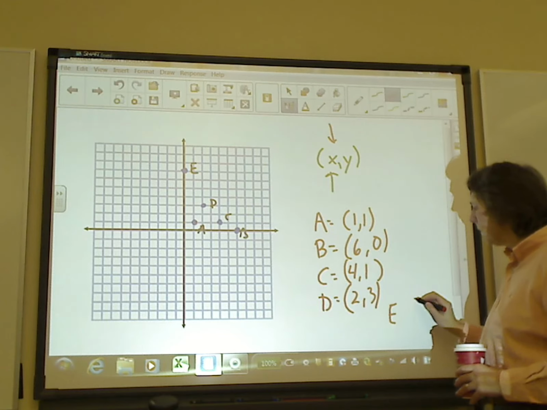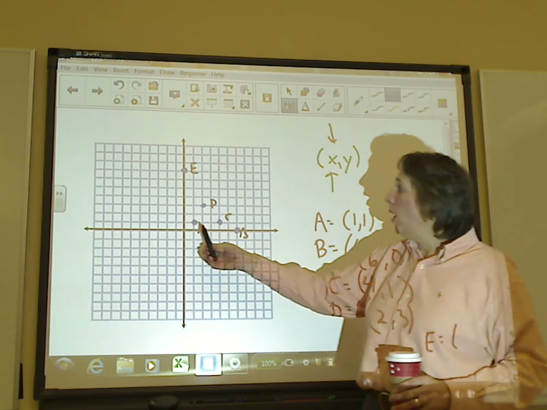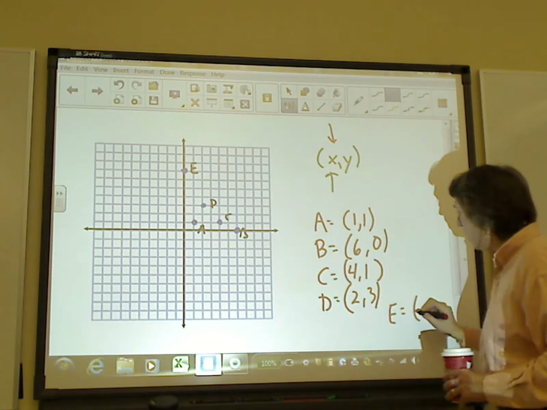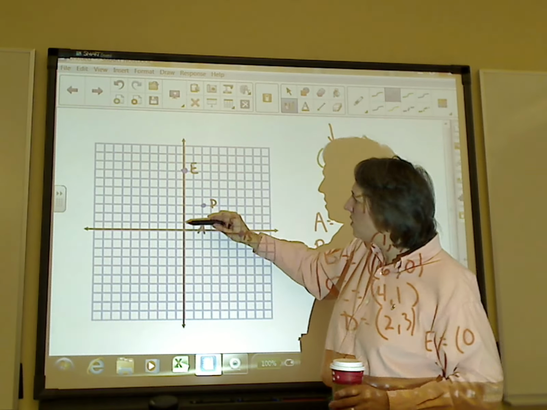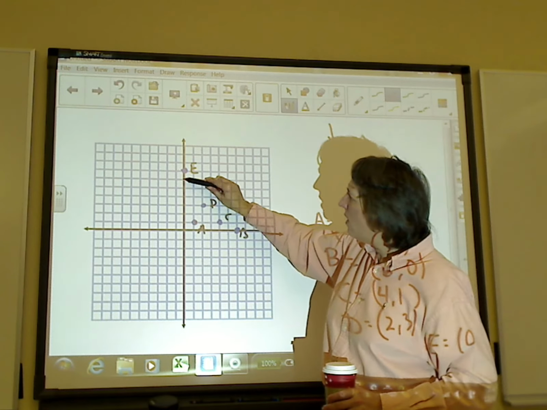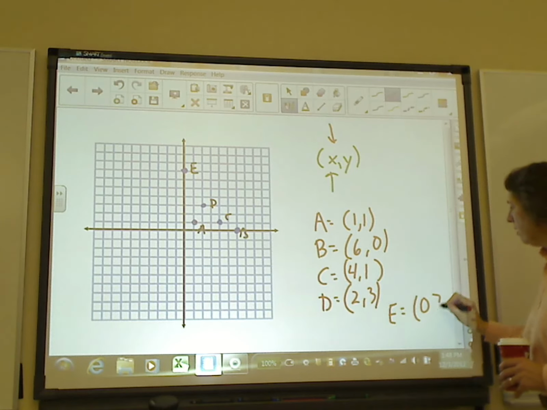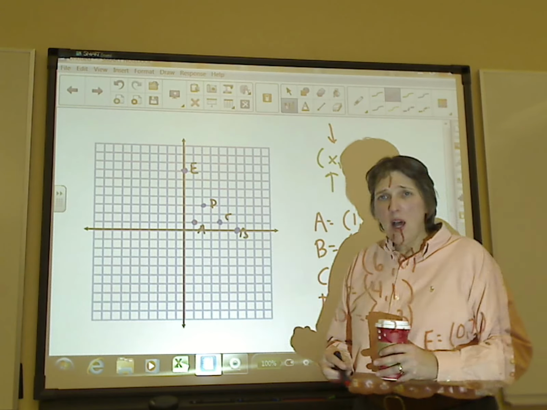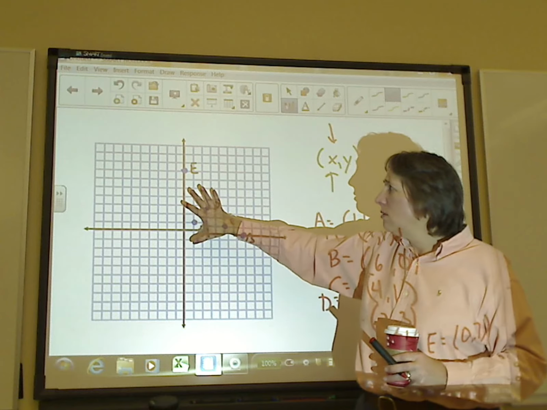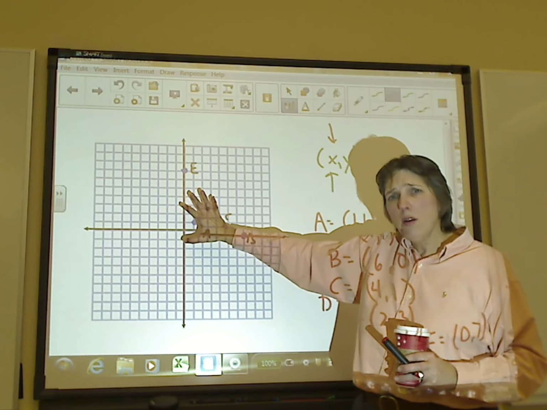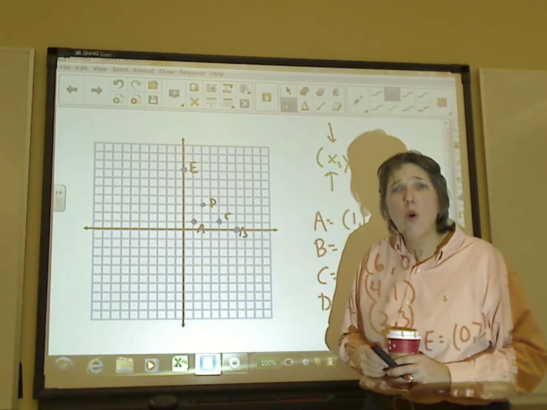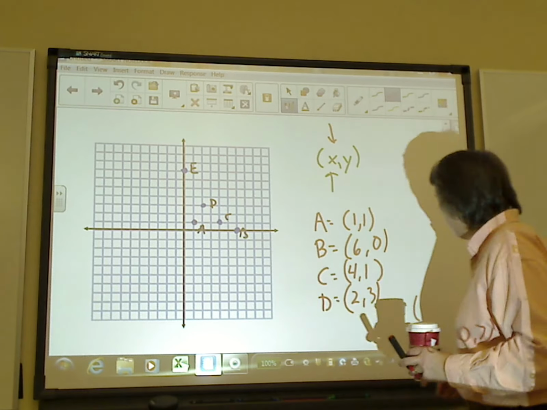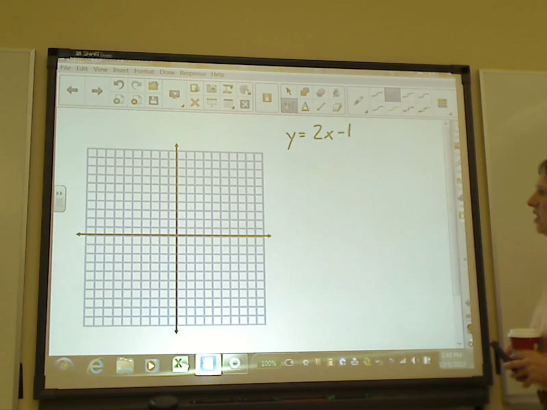E, well, x is 0. Do you see that? X is 0 because we don't go back and forth. We're on the y-axis. 1, 2, 3, 4, 5, 6, 7. So the ordered pair is 0, 7. A scatter plot is just a series of points that have been put on the graph that you have to figure out what their coordinates are. The coordinates is where they're located in relation to x, y. It's not as confusing as it seems.